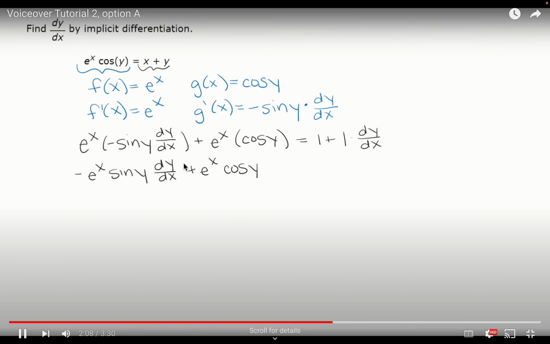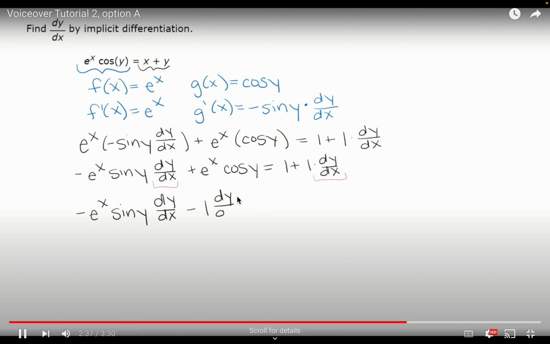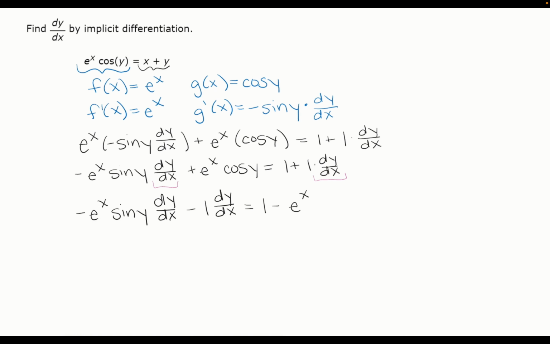And since this is an equation trying to find dy over dx, we are going to be trying to get both of these on one side and the rest of the equation on the other. So we will be simplifying this by subtracting the 1 dy over dx to the left side. And by doing this, we are also going to be subtracting e to the x cos y to the right side, trying to get things on one side of the equation to make it look cleaner.